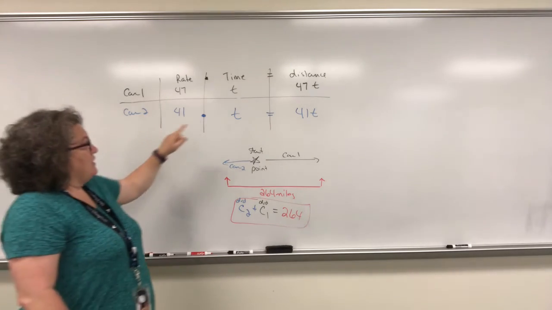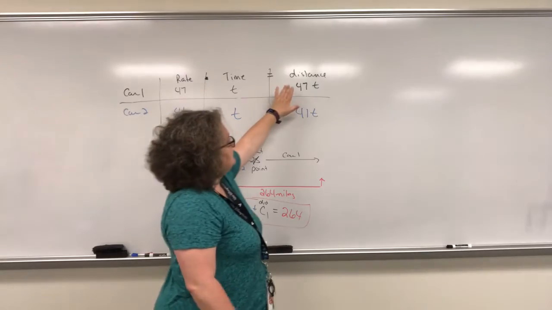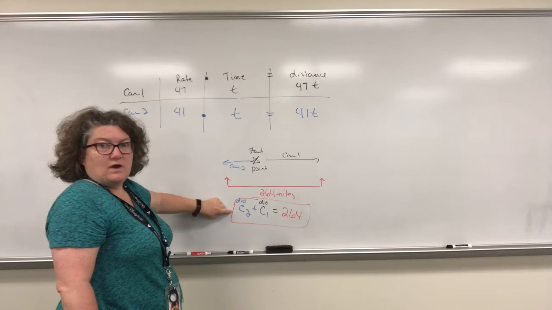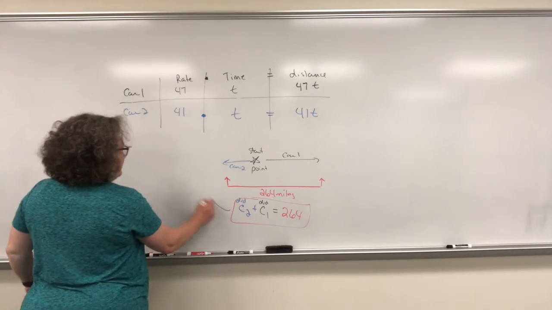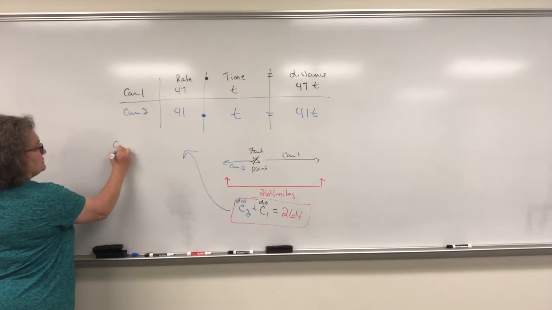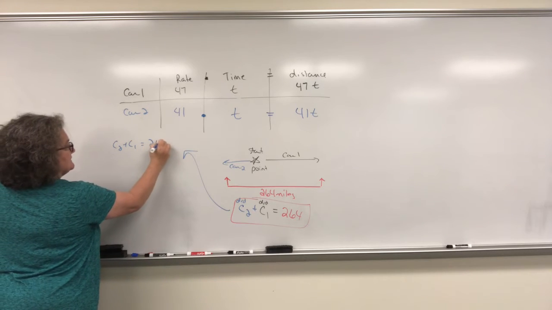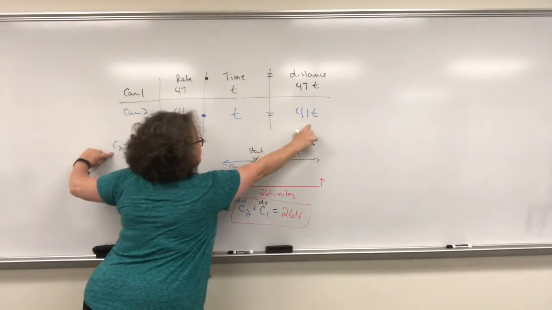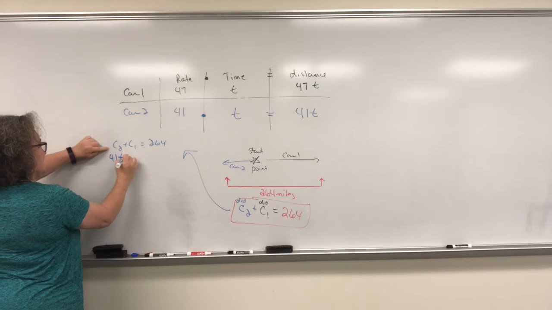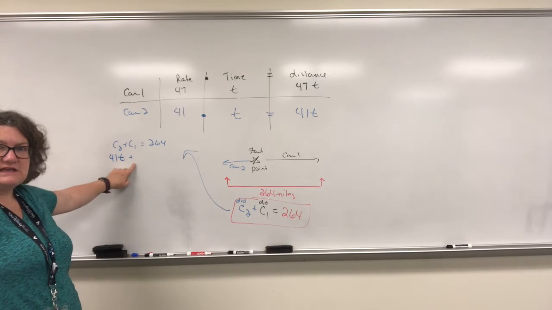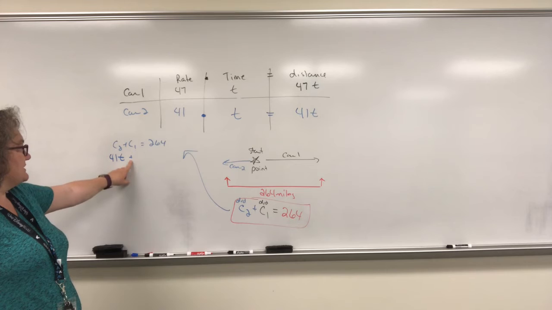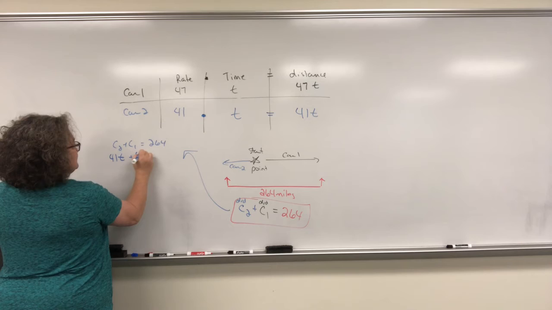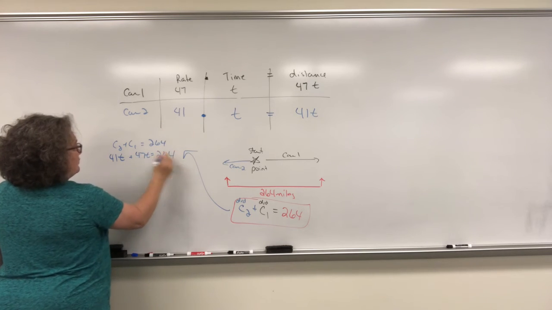So now we have our distances for each car, because this is the distance for car 1, this is the distance for car 2, and we have our formula. So I'm going to put this right over here. I say car 2 plus car 1 equals 264. What's the distance for car 2? 41T. Be careful with these T's and pluses. I like to put a little tail on my T's because sometimes they look like plus signs. What's the distance of car 1? Right up there. 47T equals 264.